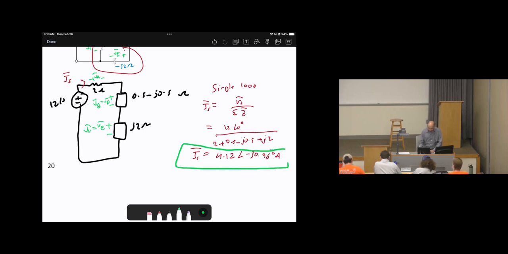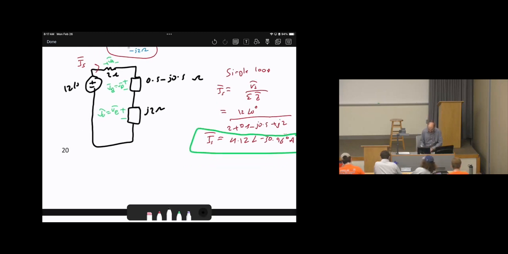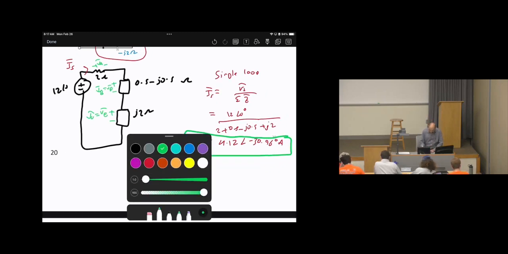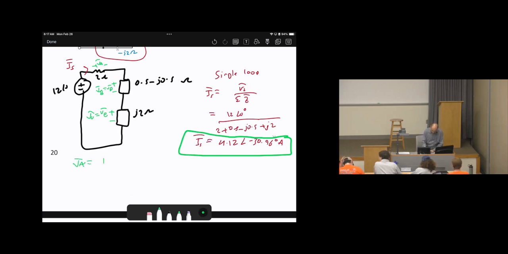Now I know I source. Since I know I source, I can find all of the voltages by applying Ohm's law. V equal I times Z, I times Z, I times Z. So how to find the voltages? Let's start with VA. VA bar equals I source times ZA bar, which is 4.12 angle negative 30.96 degrees times ZA, which is 2. When you multiply, you can just multiply the magnitudes alone without the angles. Because 2 has no angle, it will be 8.24 angle negative 30.96 degrees volts.